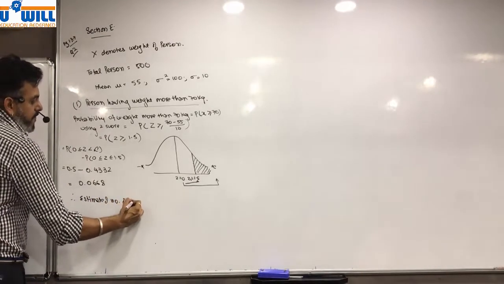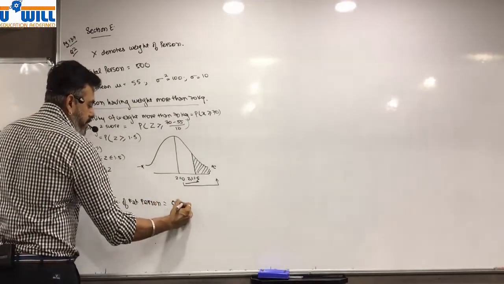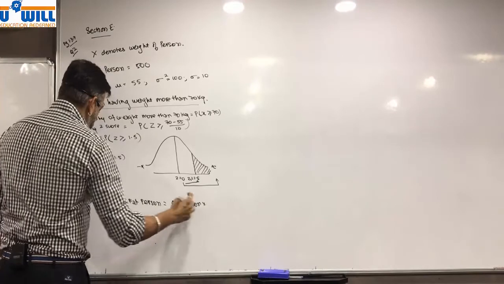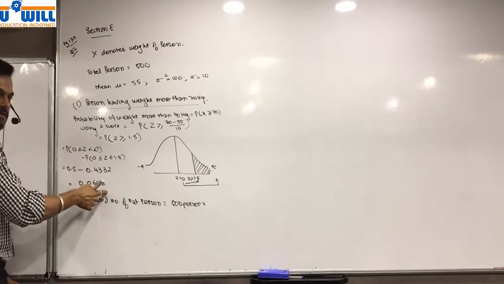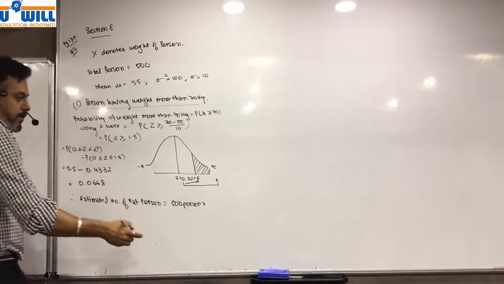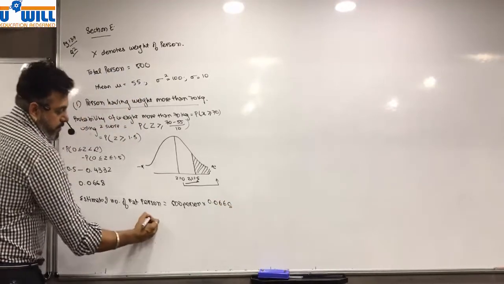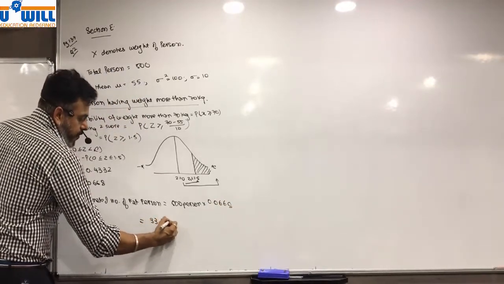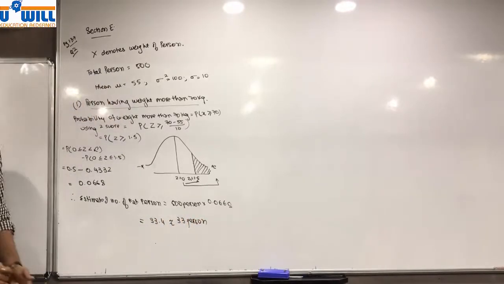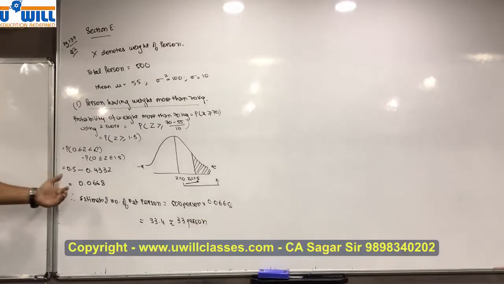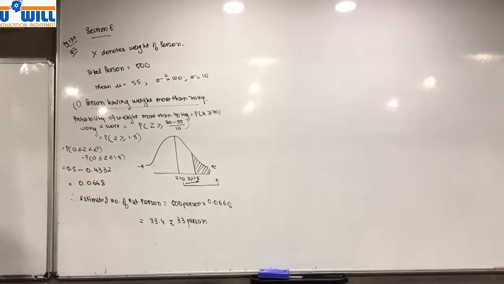Therefore, the estimated number of fat persons is equal to 500, and the probability that a person is fat is 0.0668 or 6.68%. So 500 into 0.0668 is equal to 33.4, so equivalent to 33, because people cannot be in fractions. If it were amount or weight we could keep fractions, but people, next.